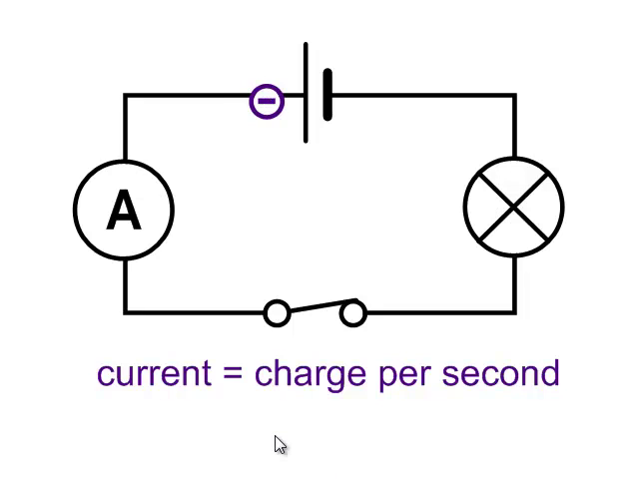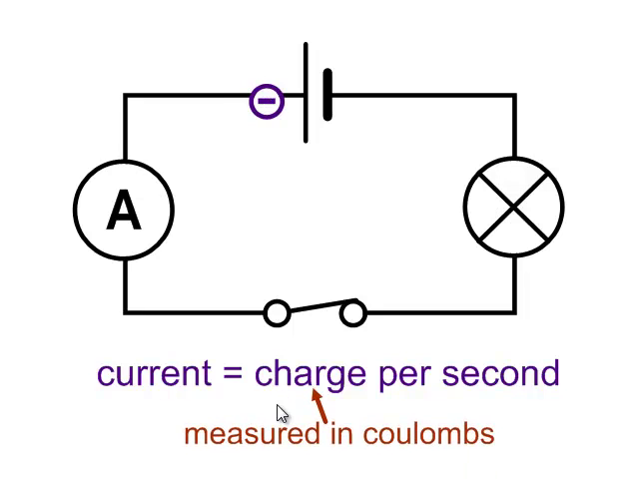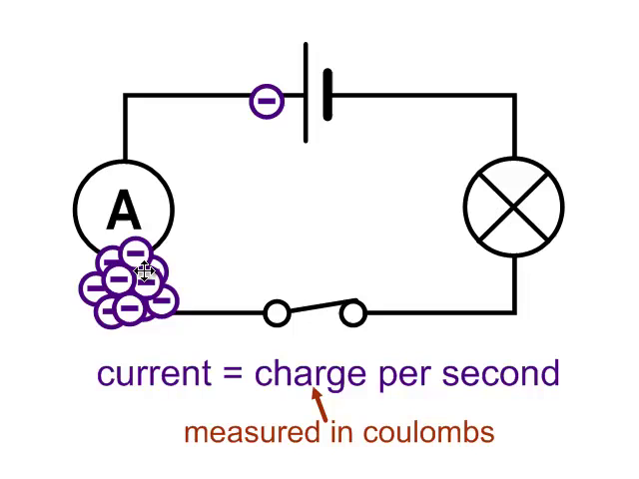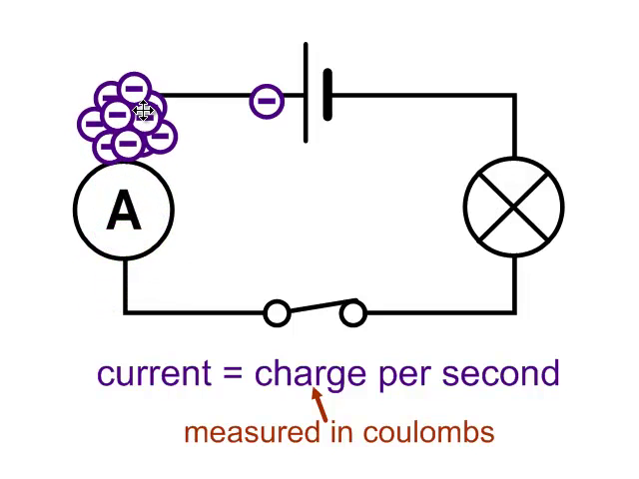But charge isn't the same as the number of electrons. You'd actually need thousands, millions, billions of electrons to make up 1 coulomb of charge. So the ammeter isn't reading you how many electrons go through per second, it's reading how much charge goes through per second, measured in coulombs.